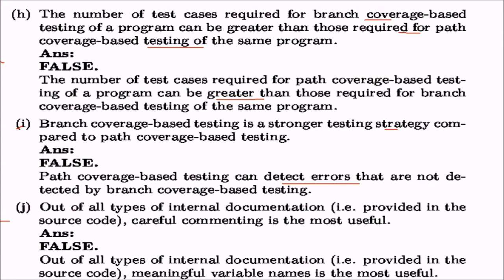J. Out of all types of internal documentation that is provided in the source code, careful commenting is the most useful, right? But the answer is false, because all internal documentation is done inside your code. So out of all the types of internal documentation in the source code, meaningful variable names are the most useful.